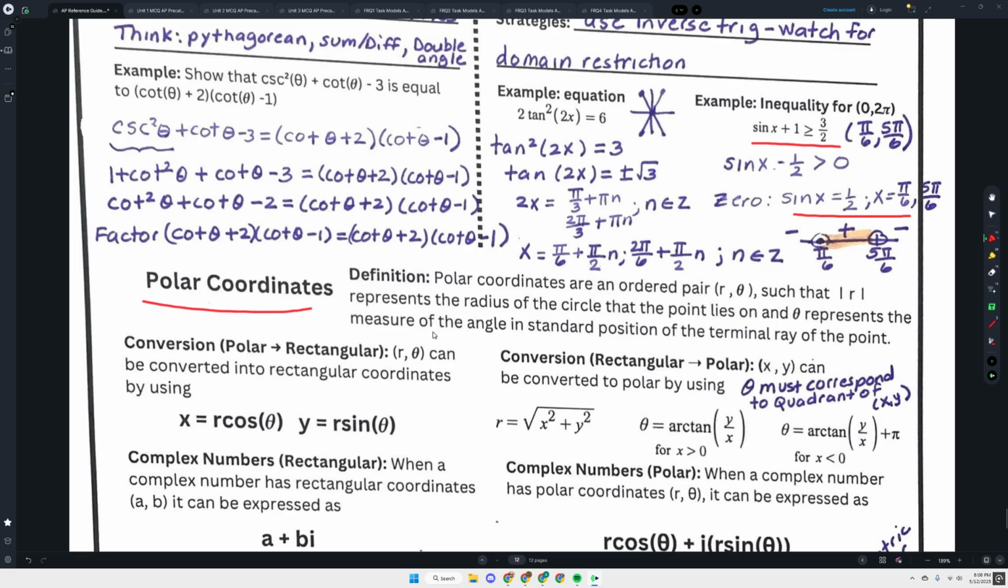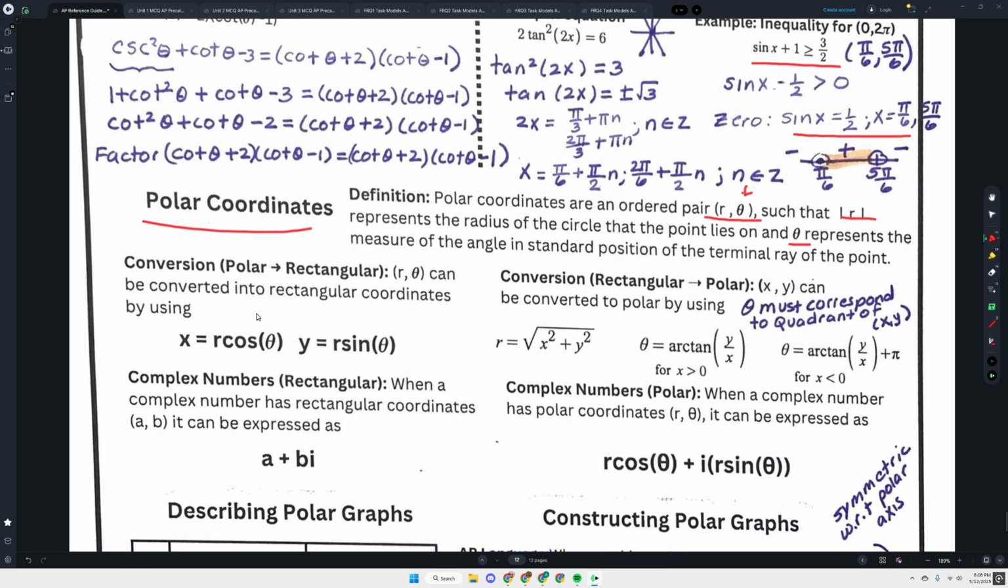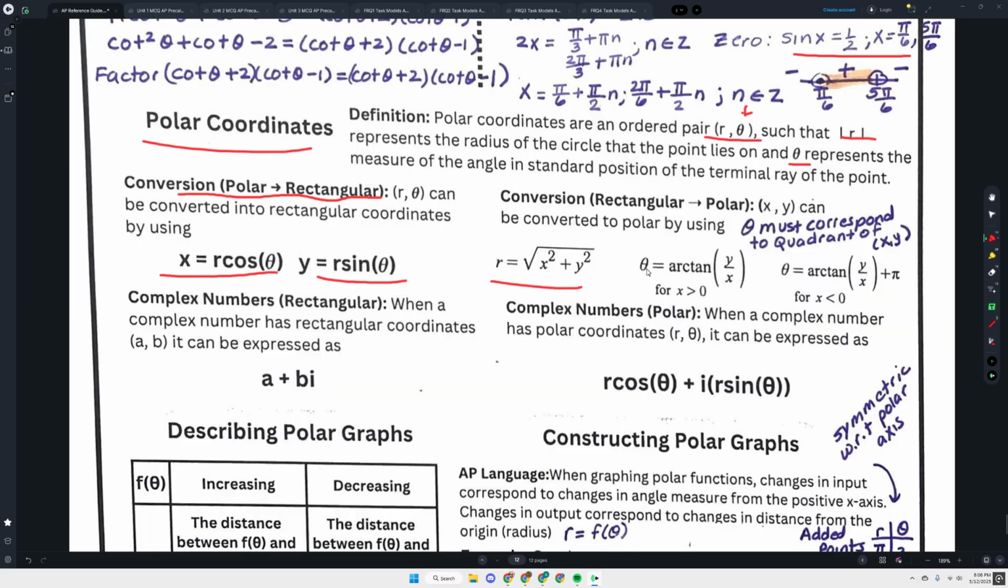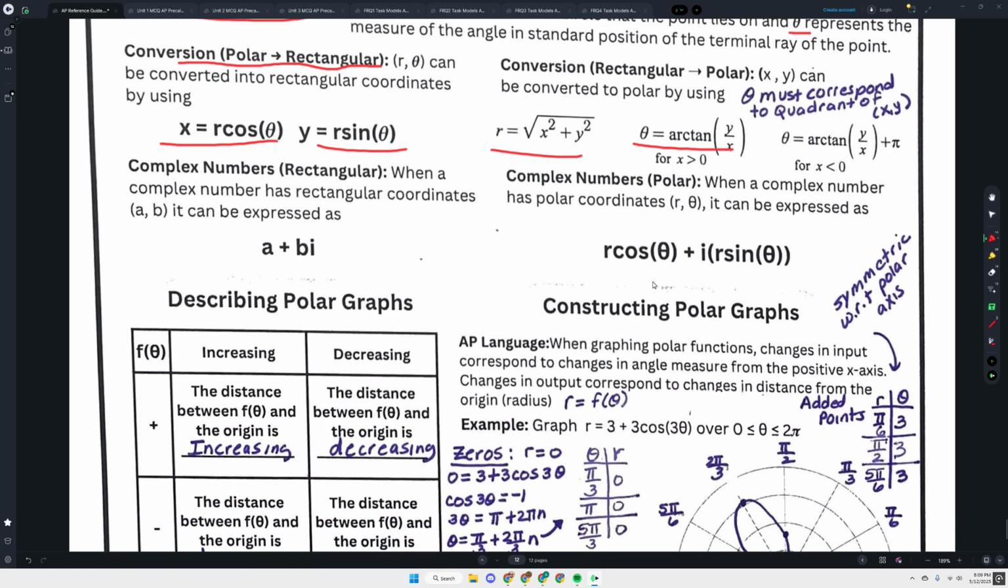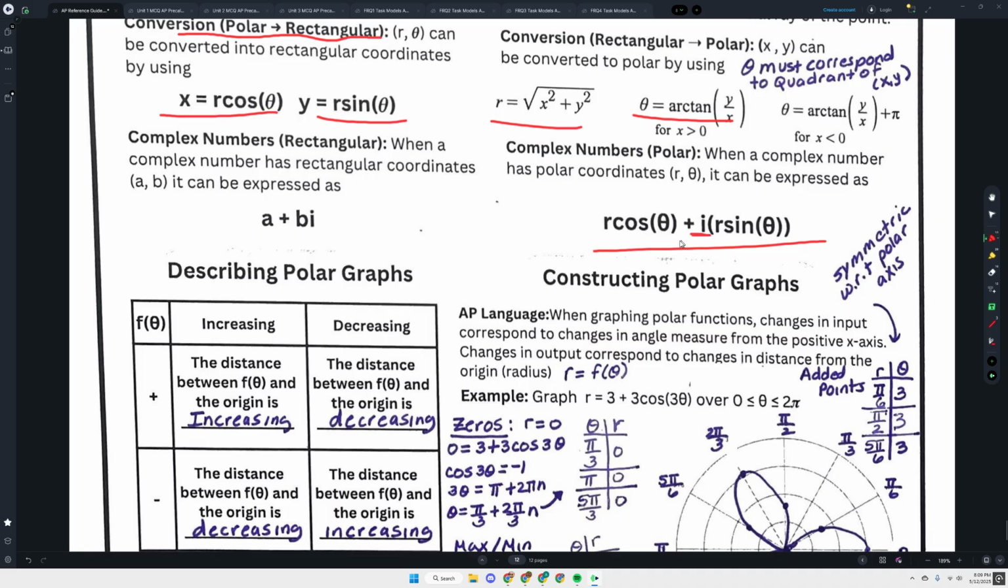Alright, polar coordinates. Polar coordinates are r, comma, theta, and this is your input, this is your output. And r is your radius, and theta is your measure of an angle. Two important formulas. Conversion between polar and rectangular: x is equal to r cosine theta, and y is equal to r sine theta. And the conversion between rectangular and polar is r is equal to the square root of x squared plus y squared, and theta is equal to arctan of y over x. And for complex numbers, you just put an i in front.